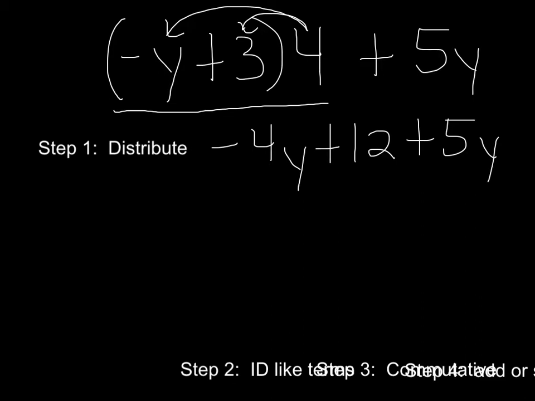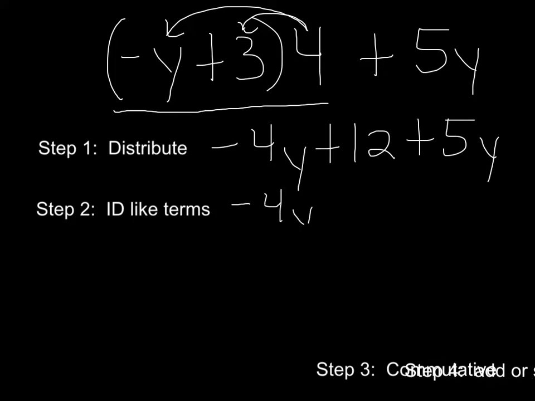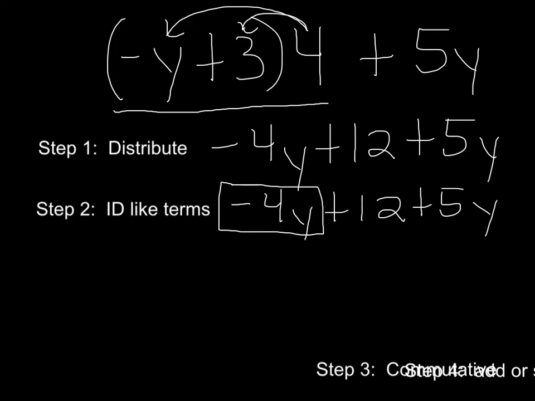Now, the next thing that I would like to do is go through and identify all of the like terms. So I'm going to rewrite the problem. 4y plus 12 plus 5y. And I'm going to go ahead and put a box around all of my like terms. And I notice that my y's have the same variable. And I'm also going to box up the operation that comes before my term.